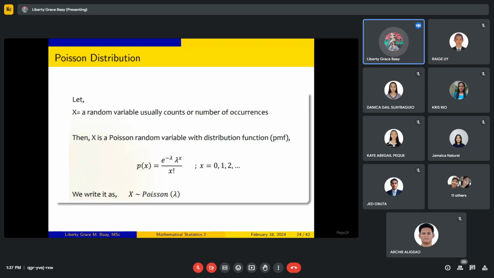Okay, so next, we are done with the binomial distribution. So next we have the Poisson distribution. So let x be a random variable that usually counts the number of occurrences. You should be familiar with the PMF of each distribution. For the Poisson random variable, the PMF is e to the negative lambda, lambda to the x over x factorial, where x is equal to 0, 1, 2, and so on. This is written as x is Poisson distributed with parameter lambda.